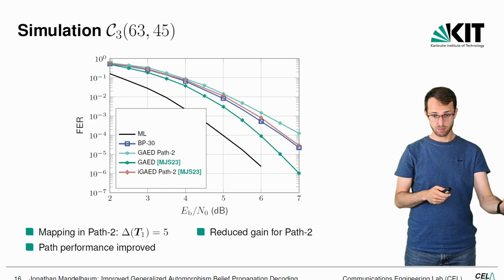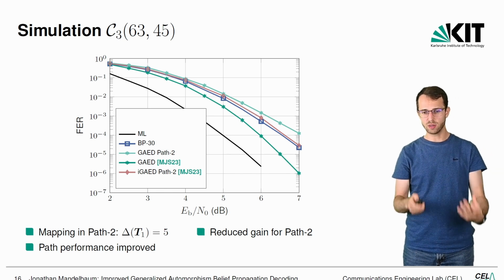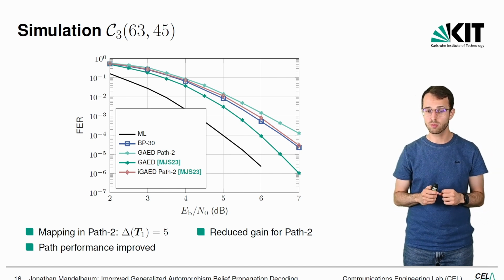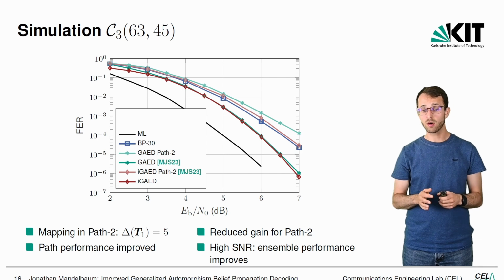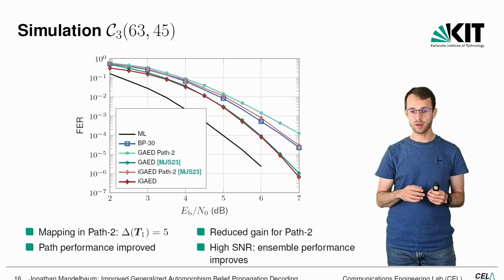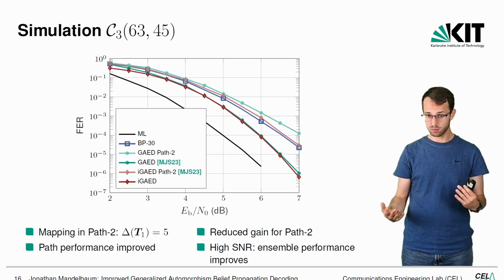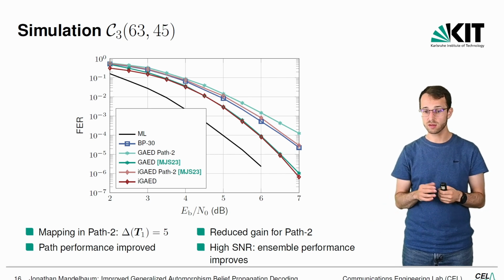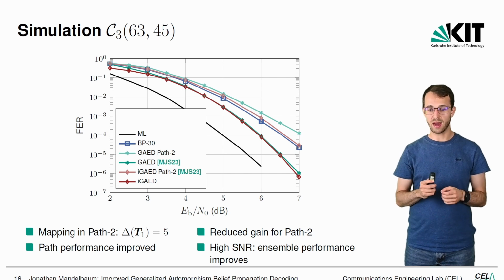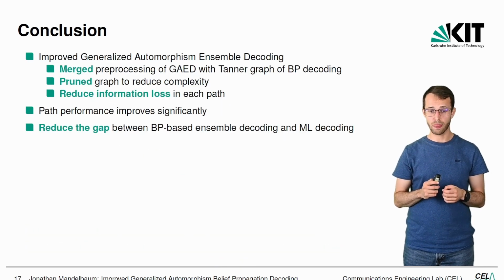Therefore, the improved path structure is again able to reduce the effect of the preprocessing. However, because in this case, generalized automorphism ensemble decoding is already quite good because of the small weight over permutation, we only observe a very small gain in the SNR regime.